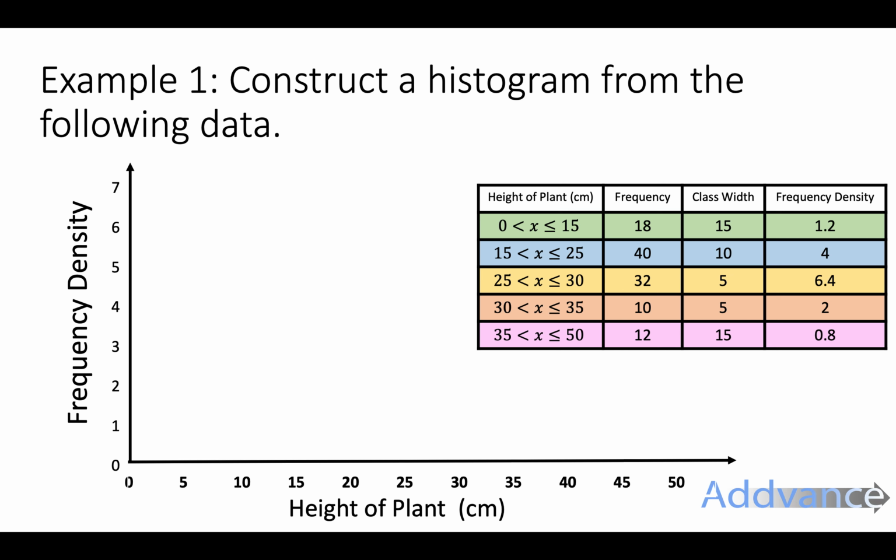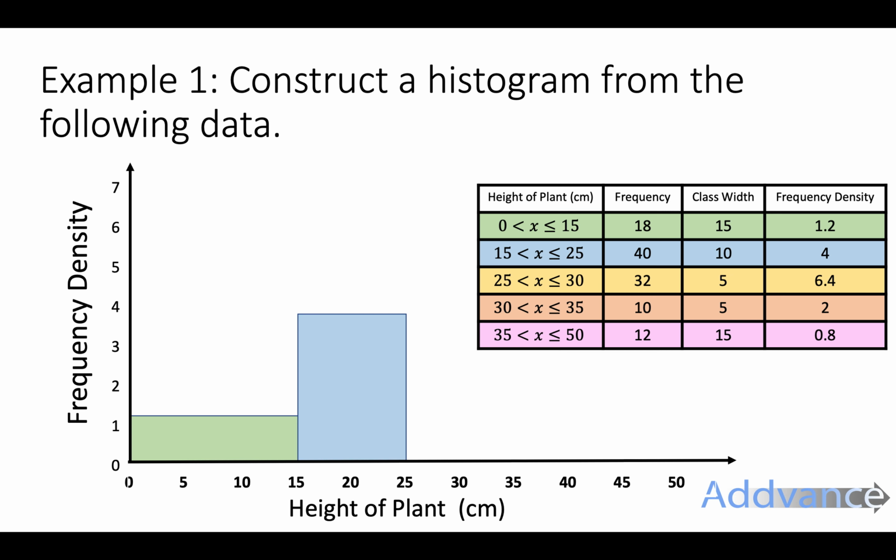Our first bar on the histogram is going to be between 0 and 15, go from 0 to 15 down here, and the frequency density is 1.2, so it's going to go up to 1.2, like that. That is a bar from 0 to 15 going up to 1.2. Our next bar is between 15 and 25, and it's got a frequency density of 4. So 15 to 25, and it's going to go up to 4, like that.